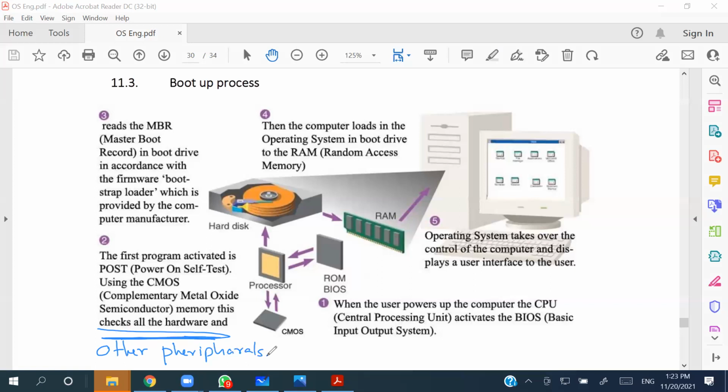Right. Okay. So people, we are officially done with the operating system.